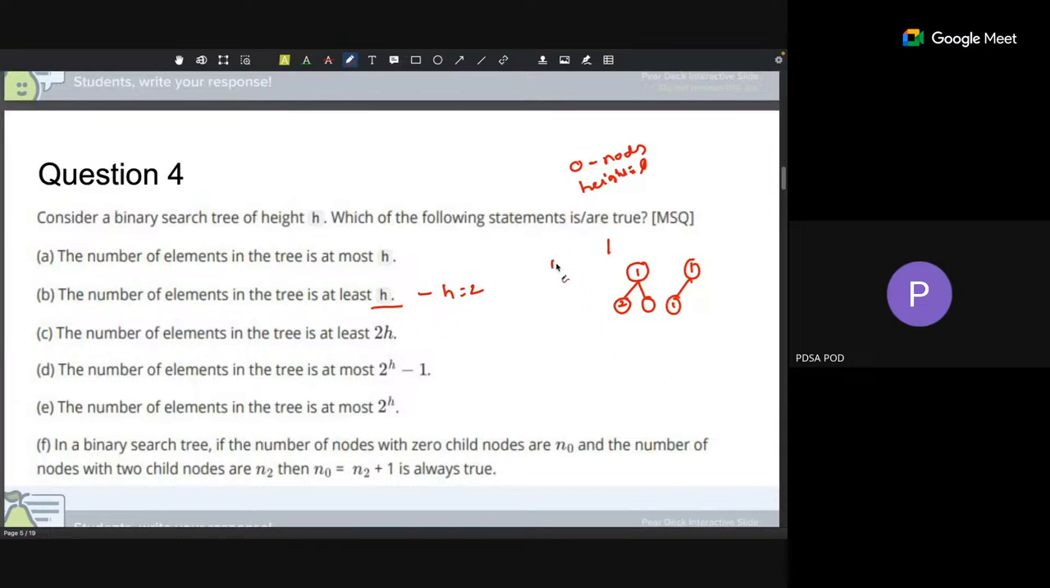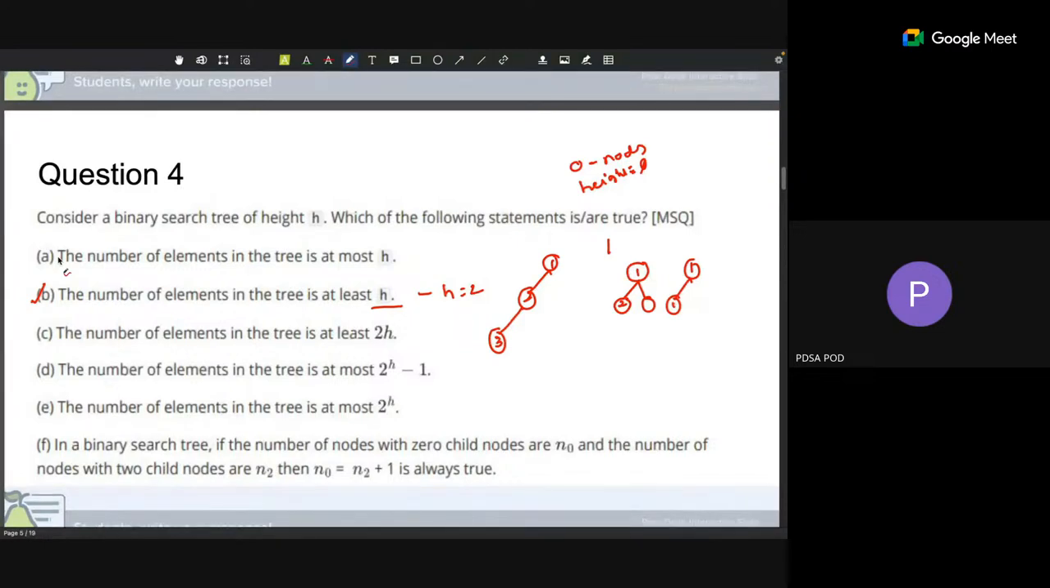For example, a left skewed tree is there. See, it's going like this. Currently, the height is increasing: 1, 2, 3. So at least 3 is guaranteed. Maybe more is different, but 3 is guaranteed. So yes, B option is right.